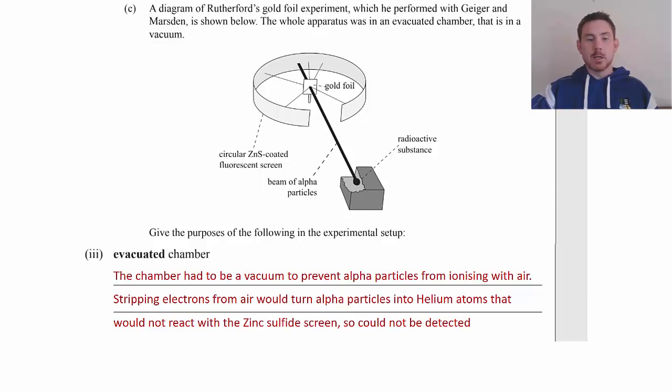So our answer might say, the chamber had to be a vacuum to prevent alpha particles from ionizing with air. Stripping electrons from air would turn alpha particles into helium atoms that would not react with the zinc sulfide screen, so couldn't be detected. Now, those 3 answers combined would give up to an excellent. So you'd be looking for, if you'd done 1 of them well, achieved, 2 for merit, 3 for excellence.